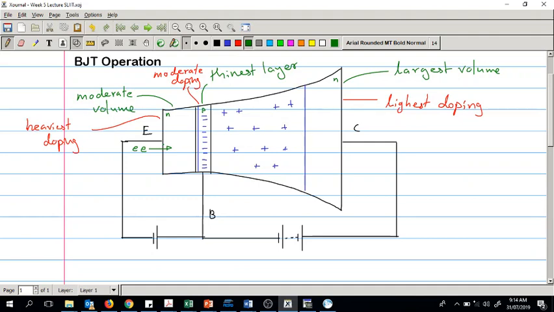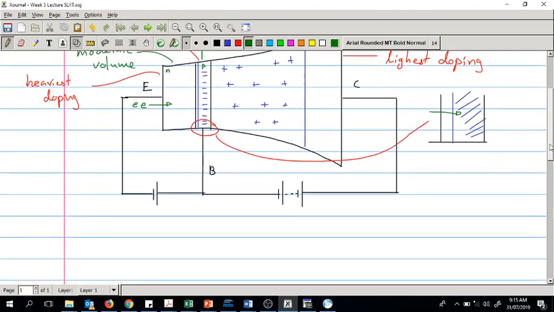Right? Now if I take the base layer, or this part, taken out, that's the base layer. Majority of the base will be occupied by the depletion zone. So these electrons can easily go into the depletion zone.